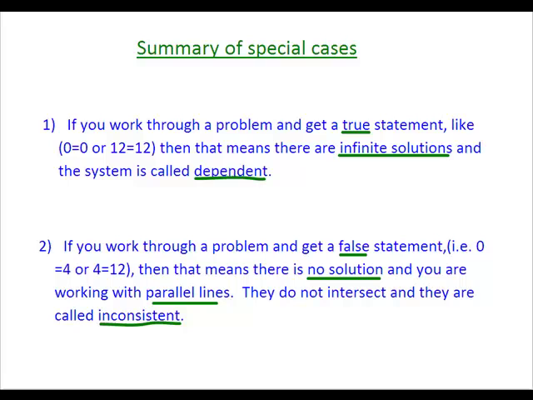The second case, if you work through a problem and you get a false statement, what that means is that we have two parallel lines. They don't intersect anywhere. It's no solution. And sometimes that's called an inconsistent system.